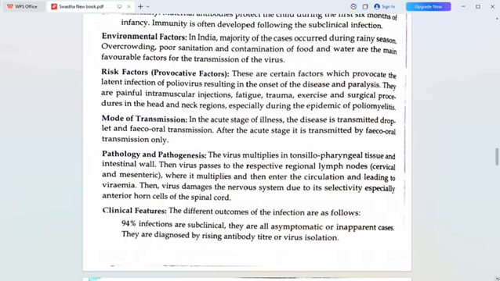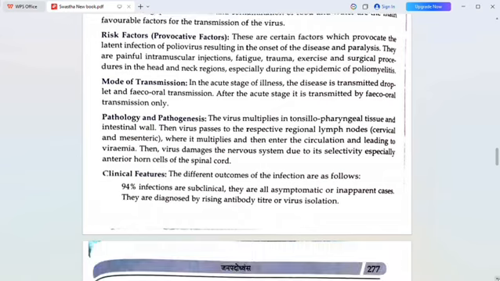The clinical features are the different outcomes of the infection, as follows. 94% of infections are subclinical. They are all asymptomatic or inapparent cases. They are diagnosed by rising antibody titer or virus isolation. If we check such a patient, the virus is there in their system, in their circulatory system or in their blood cells, but they may not have symptoms. These are called inapparent cases.